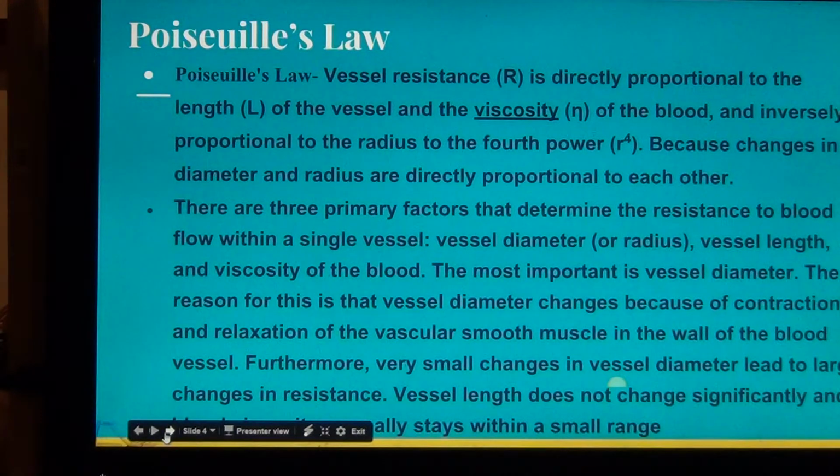The most important is the vessel diameter. The reason for this is that the vessel diameter changes because of contraction and relaxation of the vascular smooth muscles in the wall of the blood vessels. Furthermore, very small changes in vessel diameter lead to large changes in resistance. Vessel length does not change significantly, and blood viscosity normally stays within a small range.